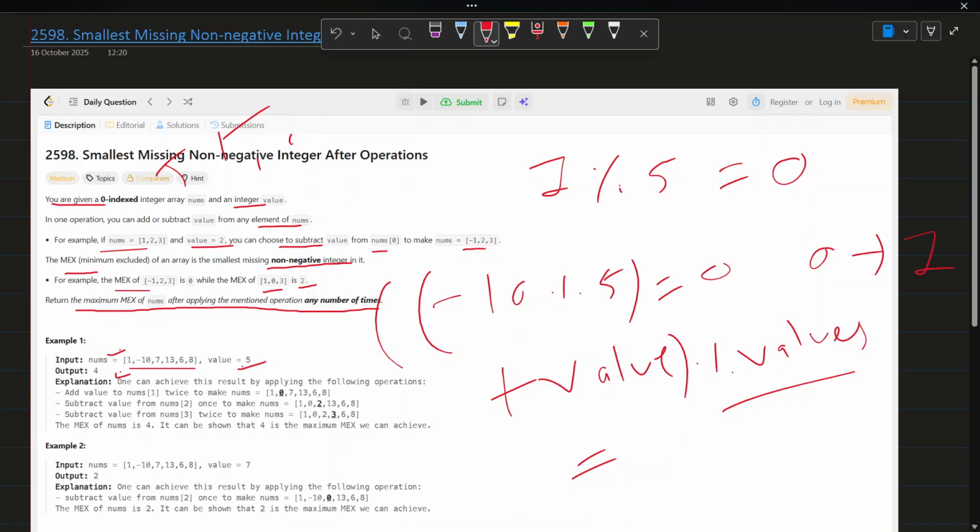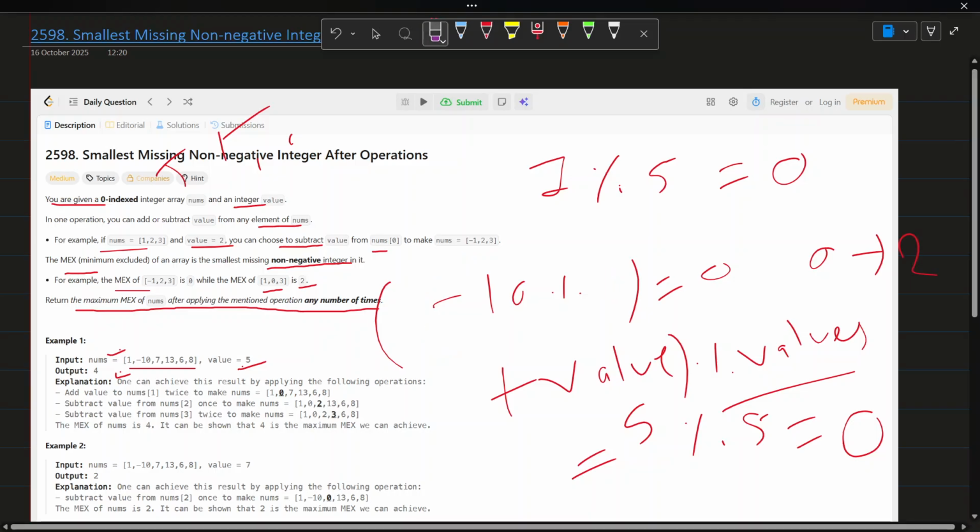After that, 0 plus value, and here the value is 5, then again modulo 5. That is 5 modulo 5, which equals 0. So I am increasing the frequency of 0 by 1, which is now 2.